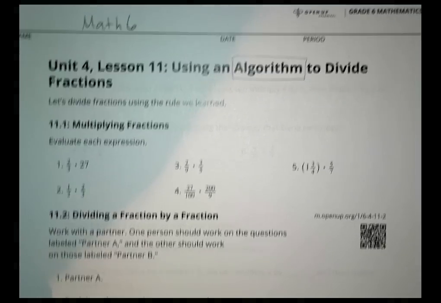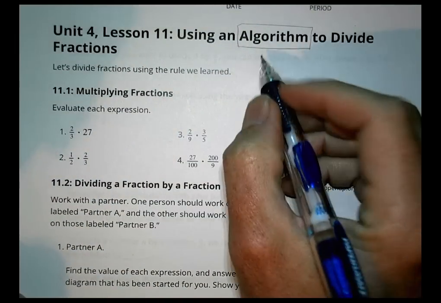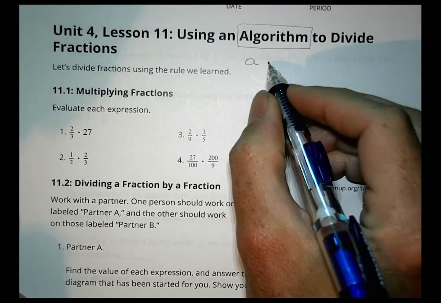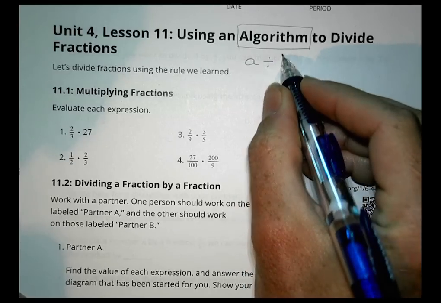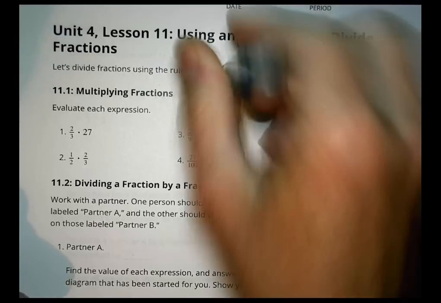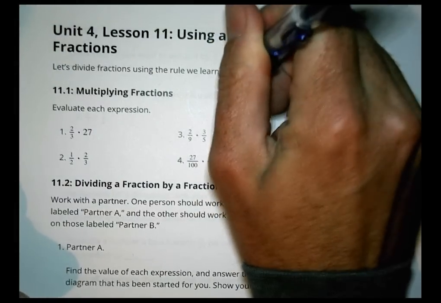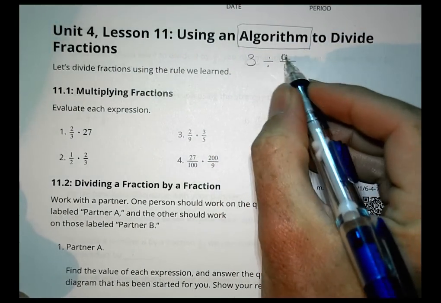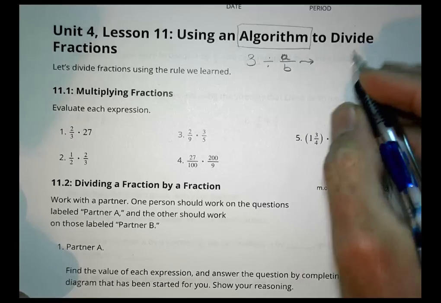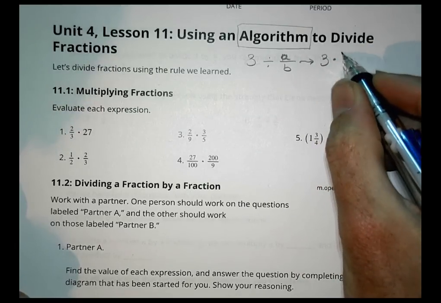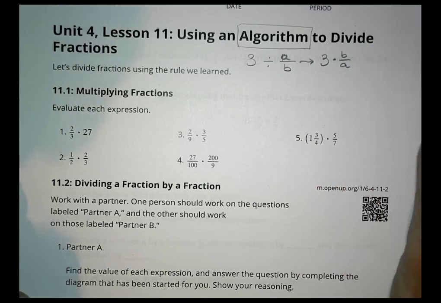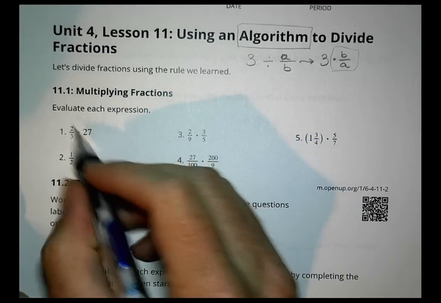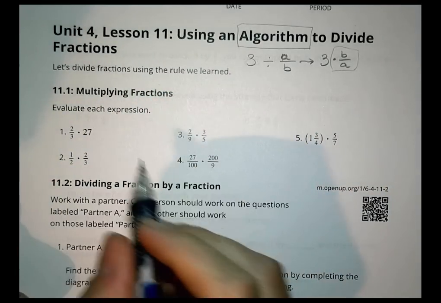In our last lesson, we learned a rule that if we take a number and divide it by a fraction, let's just take the number 3 and divide it by a over b, that is equivalent to taking 3 and multiplying it by b over a. We sometimes refer to that as multiplying by the reciprocal. So here we have some multiplying of fractions today in the first activity.